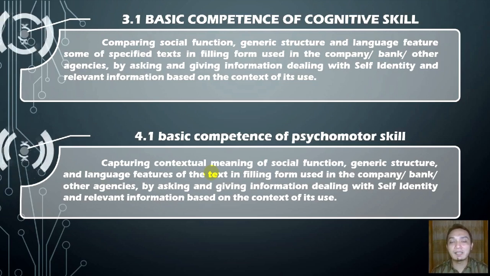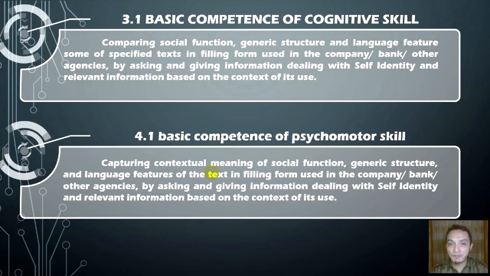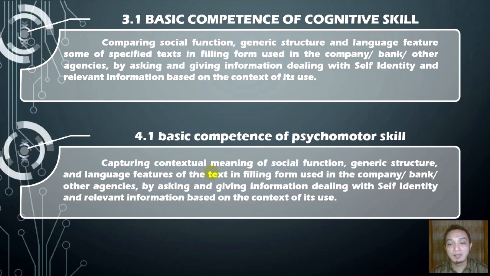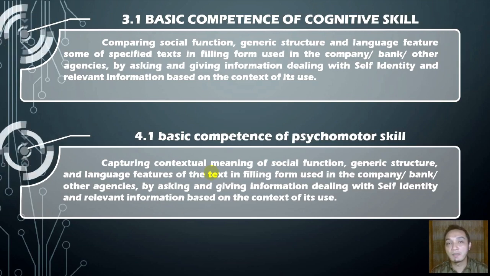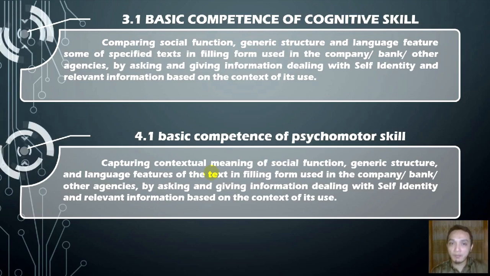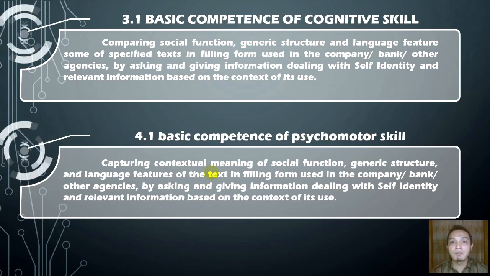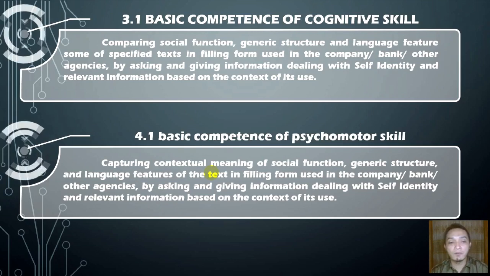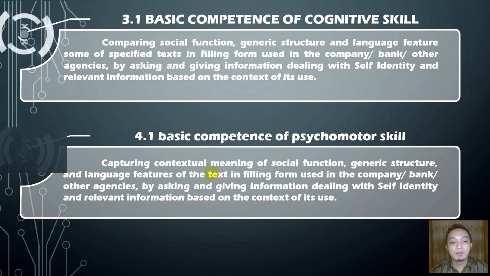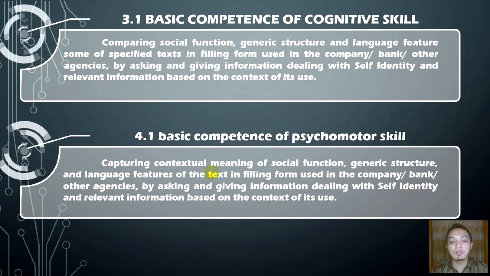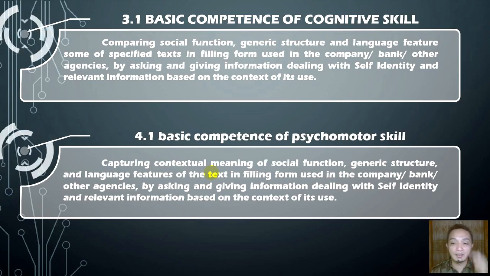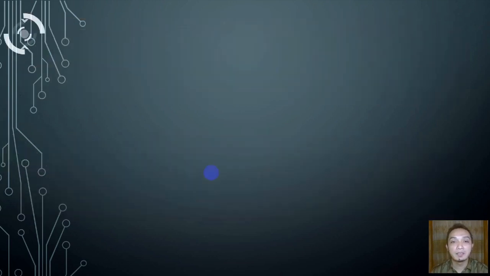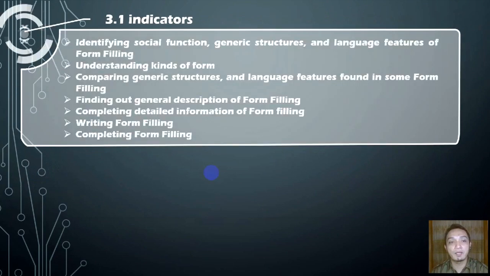So it's clearly understood that in this chance, in the very first chance in SMAS, we learn about the form, how to fulfill the form. There are two goals that you should achieve in the lesson. The first, in 3.1, you should be able to compare between some forms that I will show you, and then the 4.1 in psychomotor scale asks you to be able to capture the contextual meaning of social function, especially in the form.